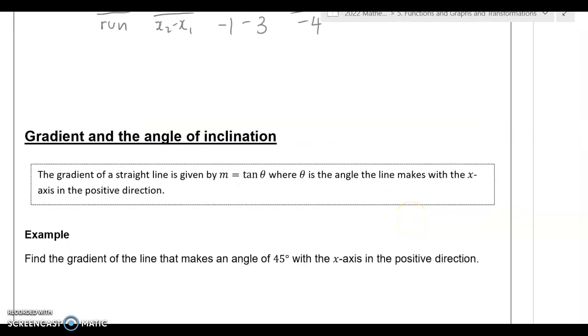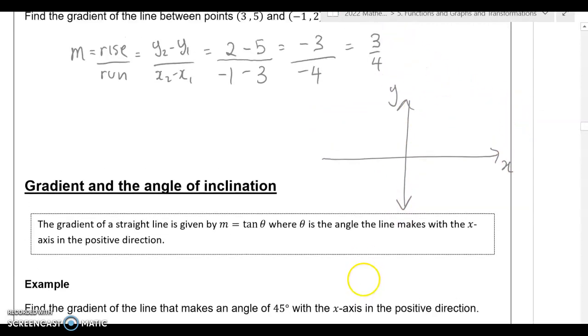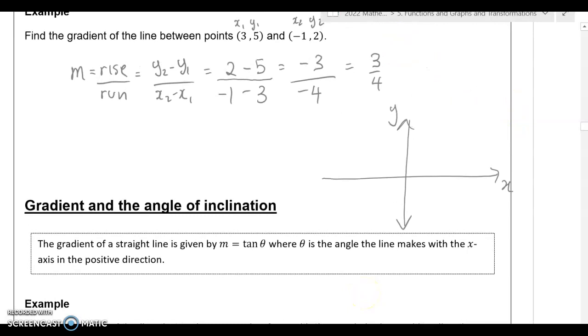The gradient and the angle of inclination. You may or may not have seen this before, but we can actually think of our slope or our gradient of the line in terms of an angle. So let's have a look at this little axis here just before we get into it. X, Y. Before we had the points 3, 5 and minus 1, 2. So I'll plot those on there. So here are the points from the previous question. There was our slope. It was going in the positive direction, but our slope was 3/4. Or our gradient was 3/4.